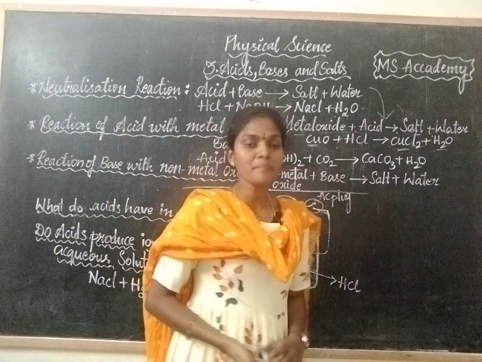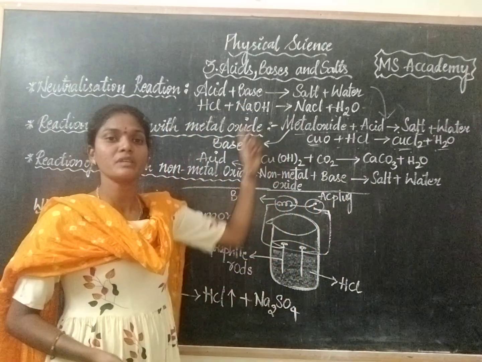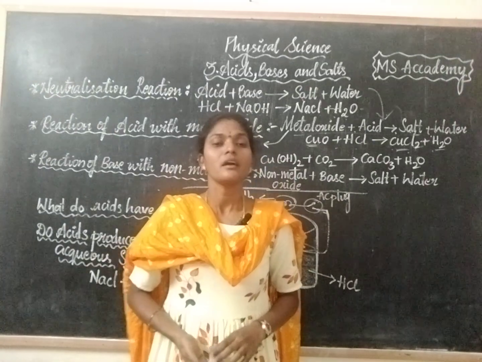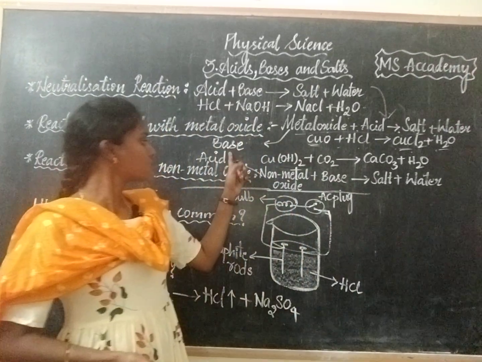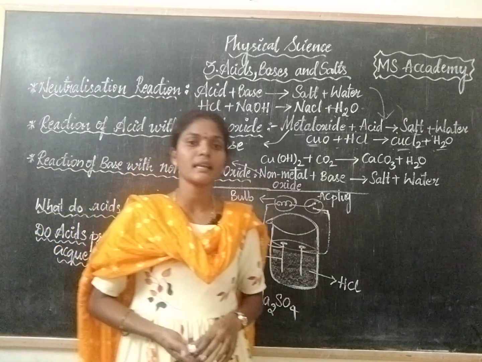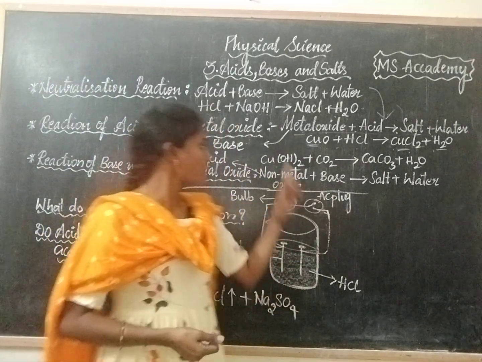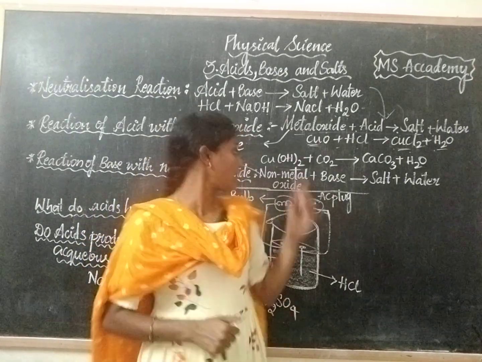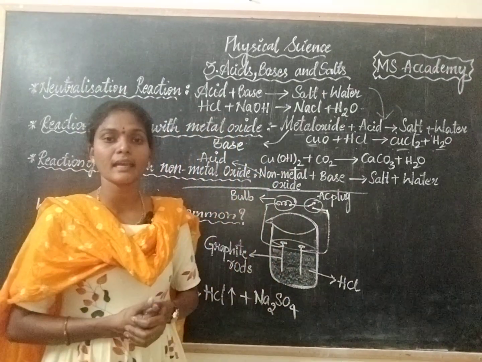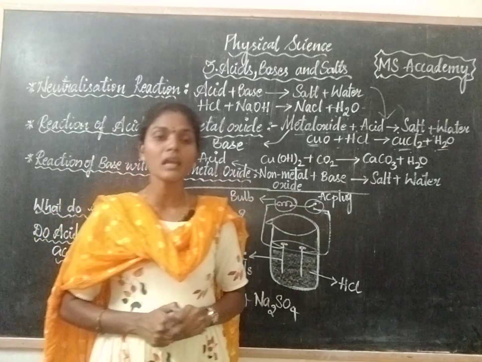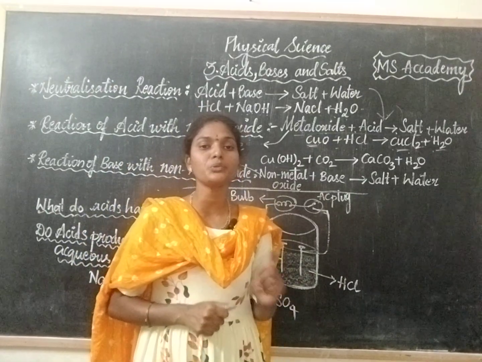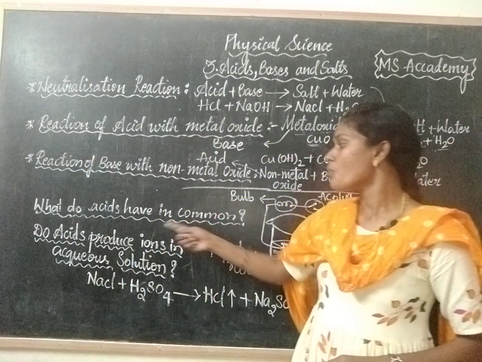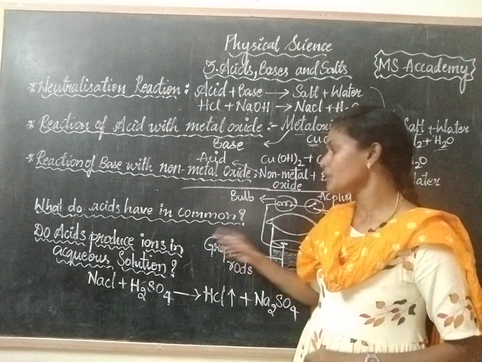From these two equations, it is very clear that metal oxide is acting like a base, and non-metal oxide is acting like an acid. How can we say? When we compare those equations with the neutralization equation. Is it clear?